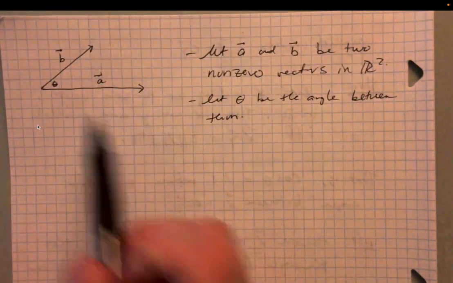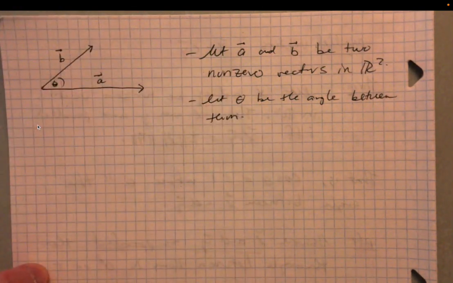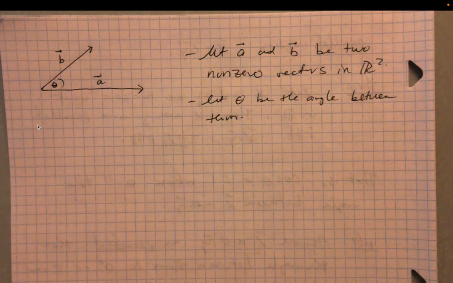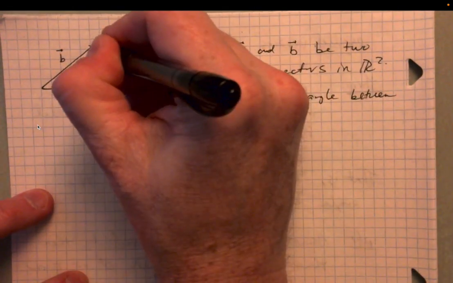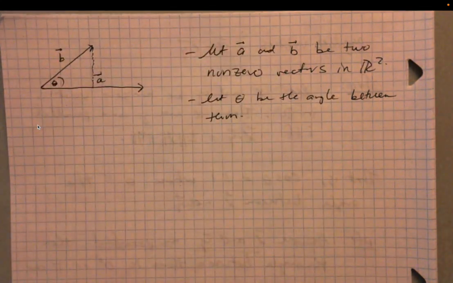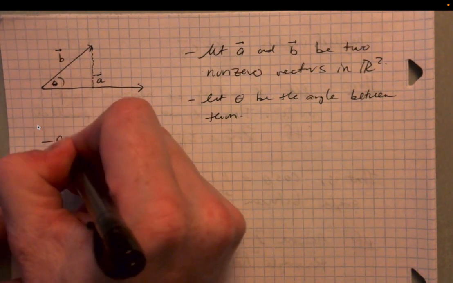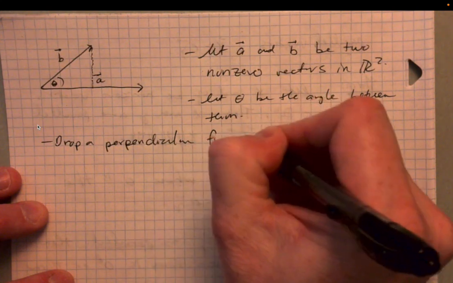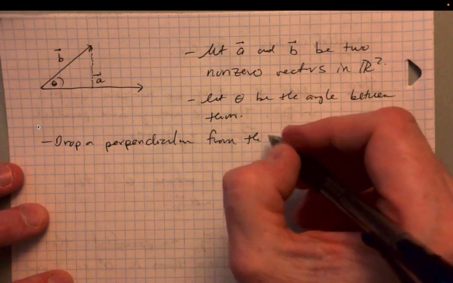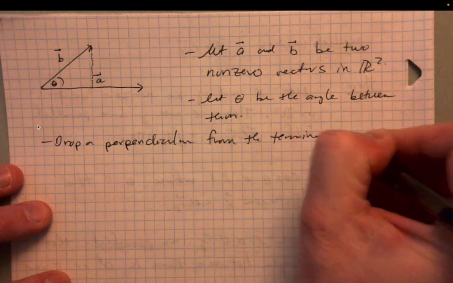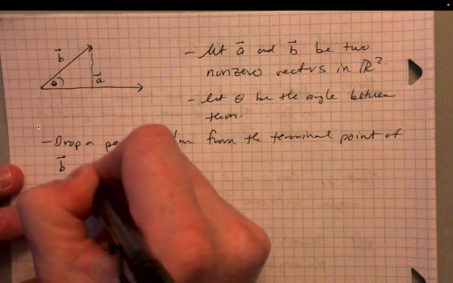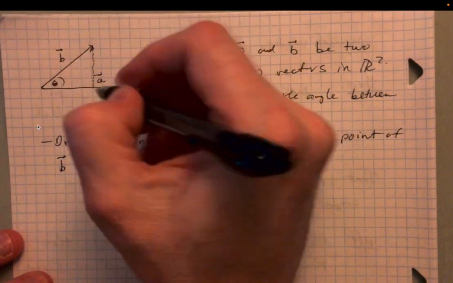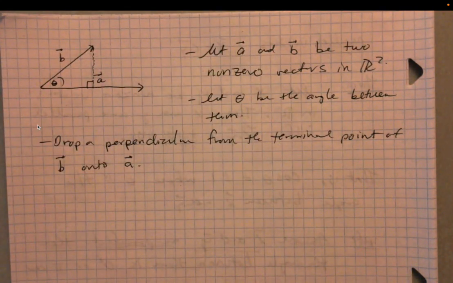The idea of the projection is, if you think about A and B in this relationship with one another, where there's some angle between them and their tails are at the same initial point, then you can think of dropping a perpendicular from the terminal point of B onto A, or the line that A exists on. When we say perpendicular, what we mean is that that's a right angle, right?